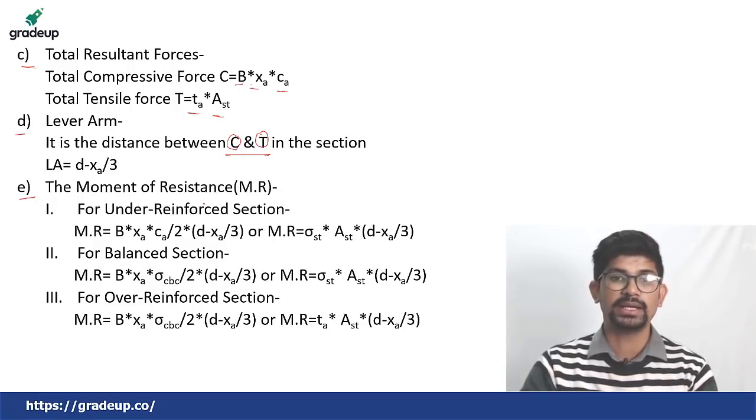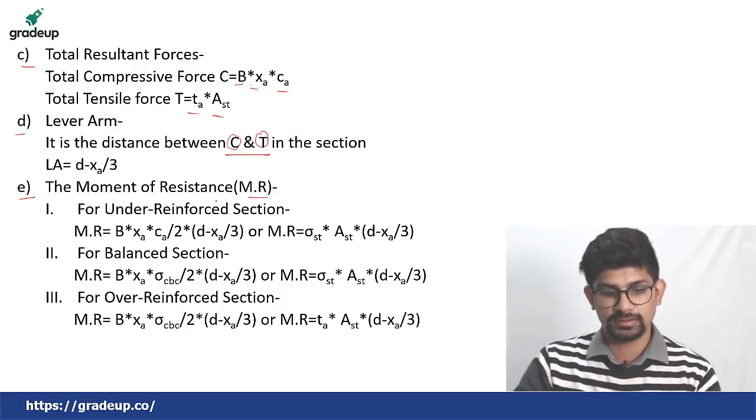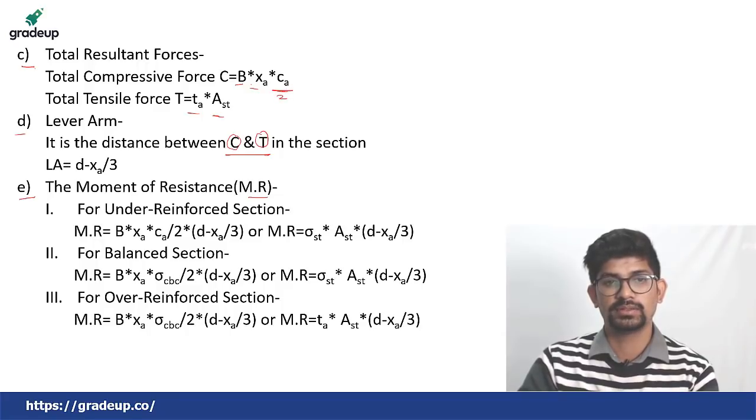Now, ultimately calculating the moment of resistance of the section, MR. For an under reinforced section, MR is equal to B into XA into CA by 2 into (D minus XA by 3). Here, this force will be by 2, because the stress distribution is triangular. Here it is CA, here it is XA, and this is defined for B width of the cross section.